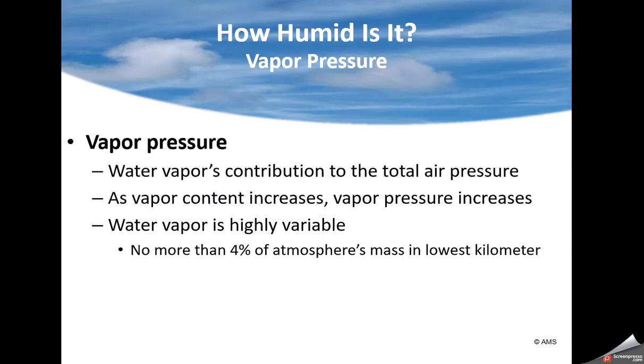So vapor pressure. All right, water vapor. It's a vapor. It's a gas, just like any other gas. So it has a pressure. And the higher that pressure is, the more water vapor is in the atmosphere. Typically, no more than 4% of the atmosphere's mass in the lowest kilometer is made up of water. And that is an extreme example.